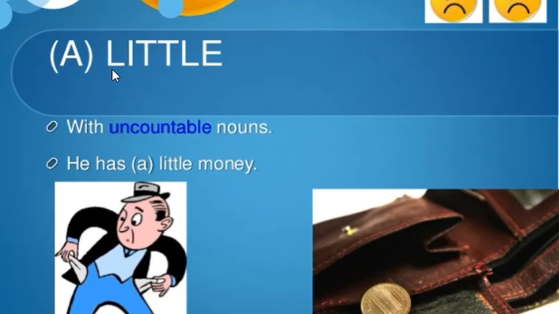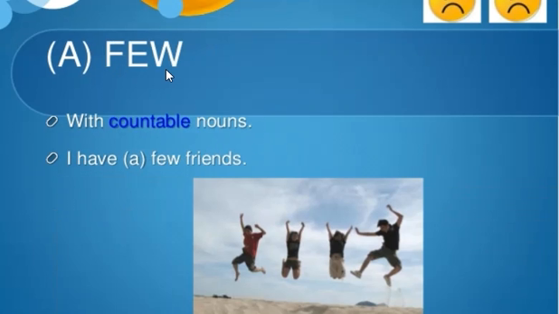In other words, when you say I have little money, it means that, for example, you can't go to a restaurant because you have little money and you can't pay for your food. But when you say I have a little money, it doesn't have any negative meanings. Maybe you can go to a restaurant, maybe you can pay for your food, or you can buy something, it's all right.